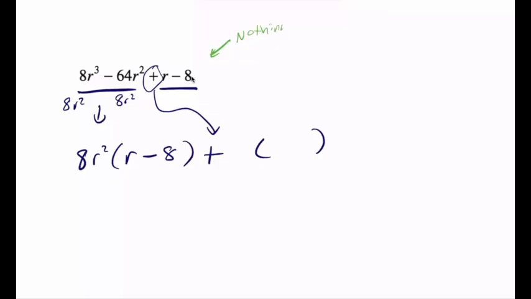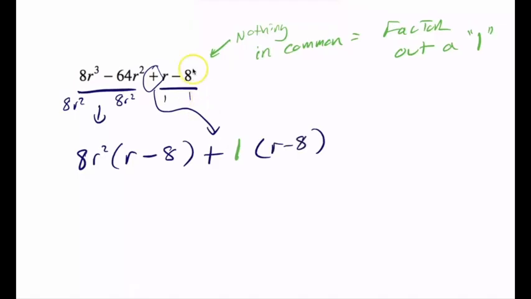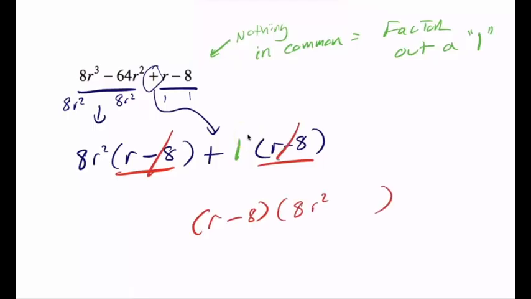you could always factor out a 1. Put a 1 on the outside, and then you just divide by 1, which is just r minus 8. Nothing changes. Anytime they have nothing in common, you can always factor out a 1. And now look, these match still. Factor that out. R minus 8. Put it gone. What's left over? 8r squared plus 1. And that's the lesson.